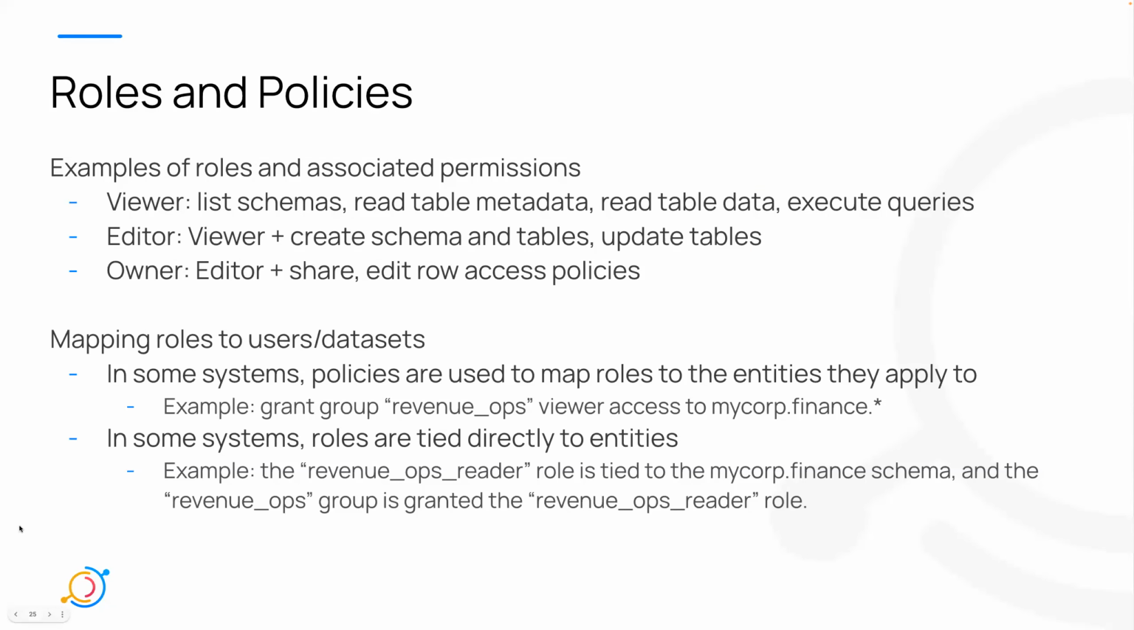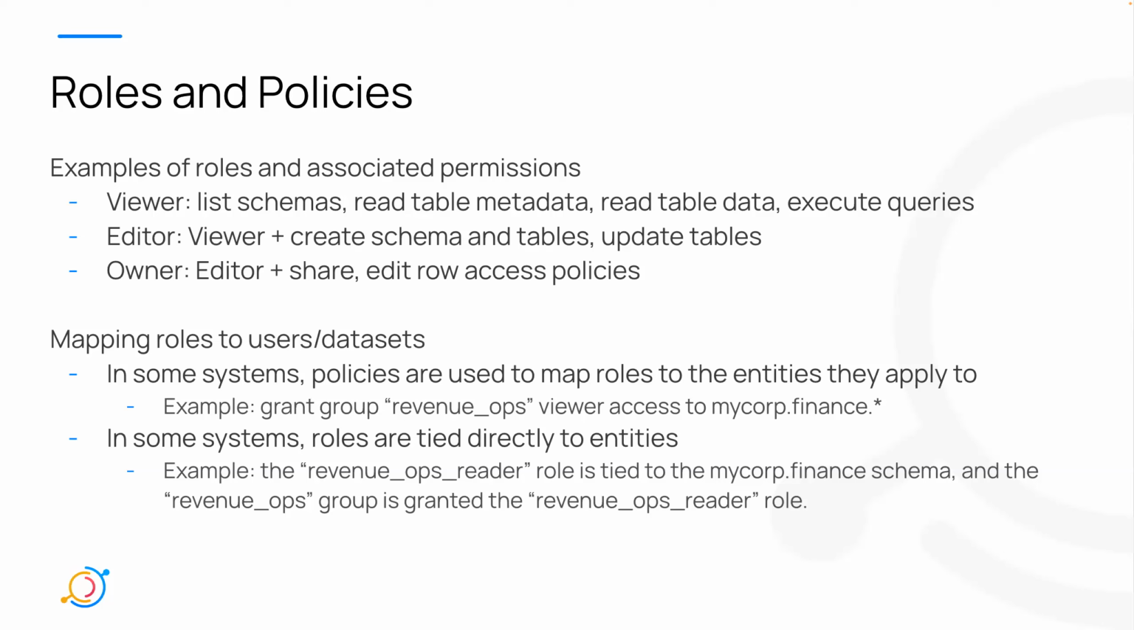In general, the way access is structured in a number of different systems is around roles. Roles will have a list of associated permissions. For example, you might have a viewer, an editor, and an owner. In a database system, the viewer might be able to list schemas, view metadata for certain tables, and read the data. But only an editor is able to make updates, and only the owner is able to maybe tweak the row level access policies or things like that.